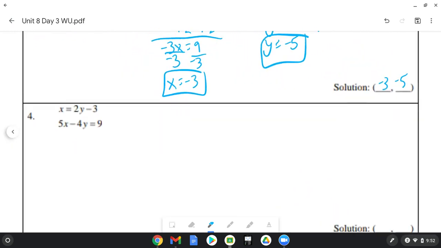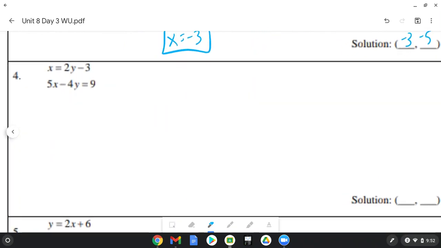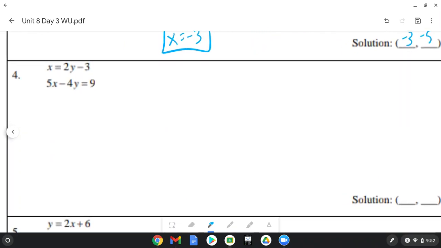Then the second to last one on this page, or on this lesson, it says x equals. So I see that this is the only one that's solved for. Now this is a little bit different because we've dealt with y equals a couple times. Now we have an x equals. So we're going to plug it in for x in the other equation.